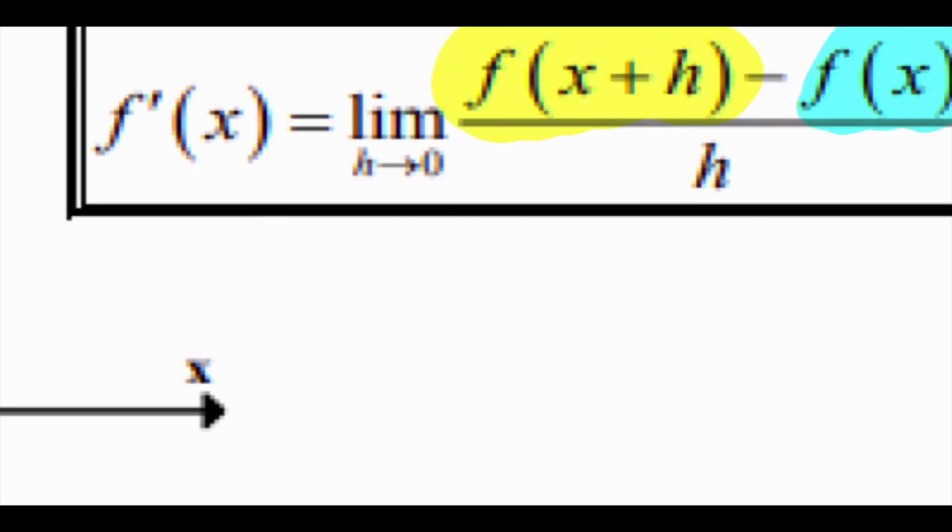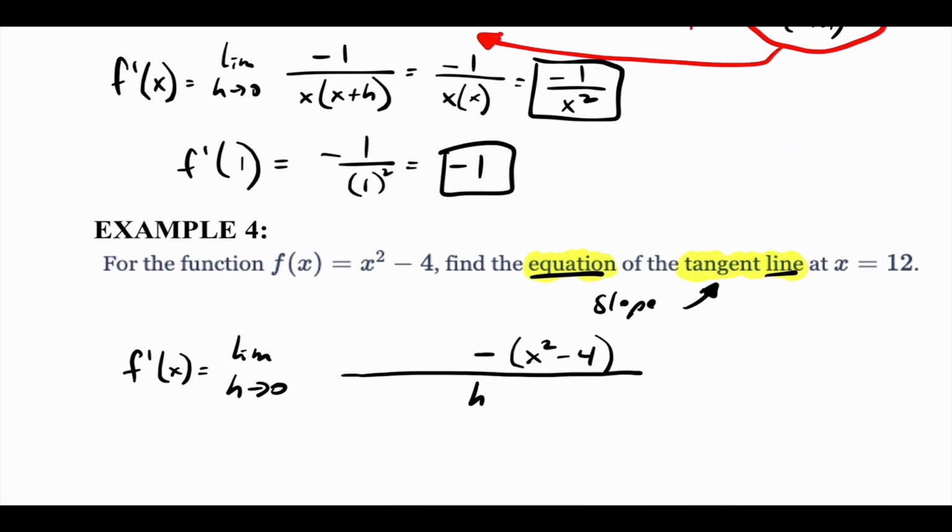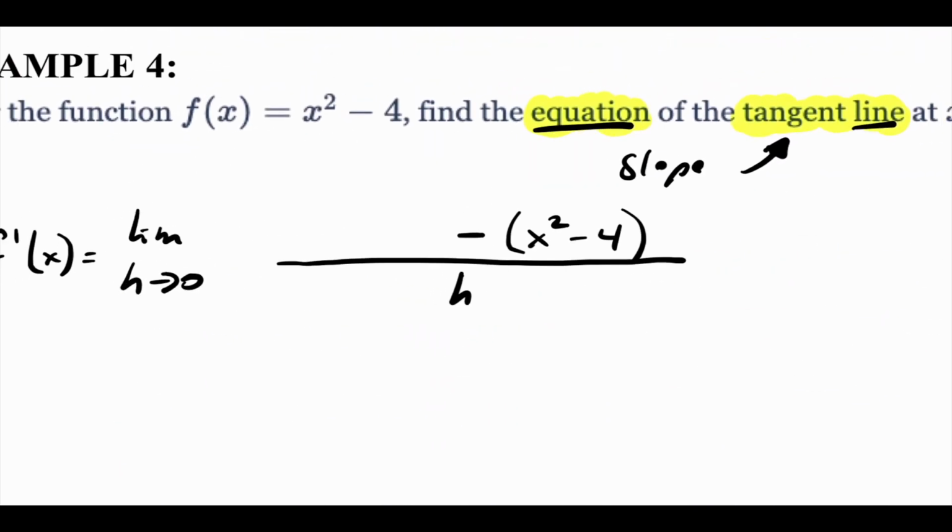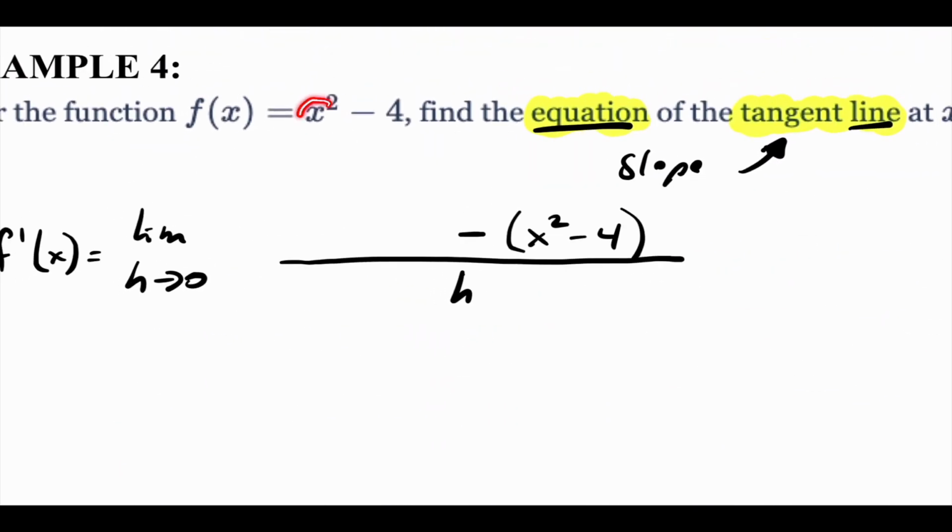Okay. So let's go down to anywhere I see an x. The only place I see an x is right there. So instead of x, I'm going to write parentheses x plus h squared. Negative 4 doesn't have an x, so it's just going to be negative 4.